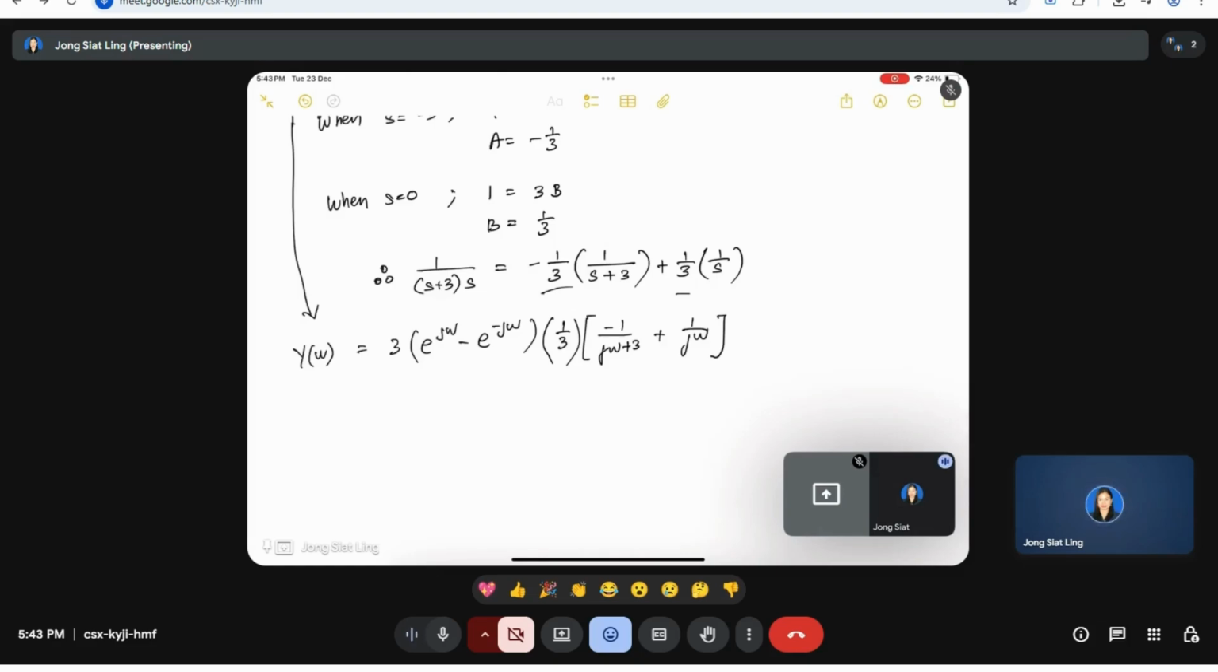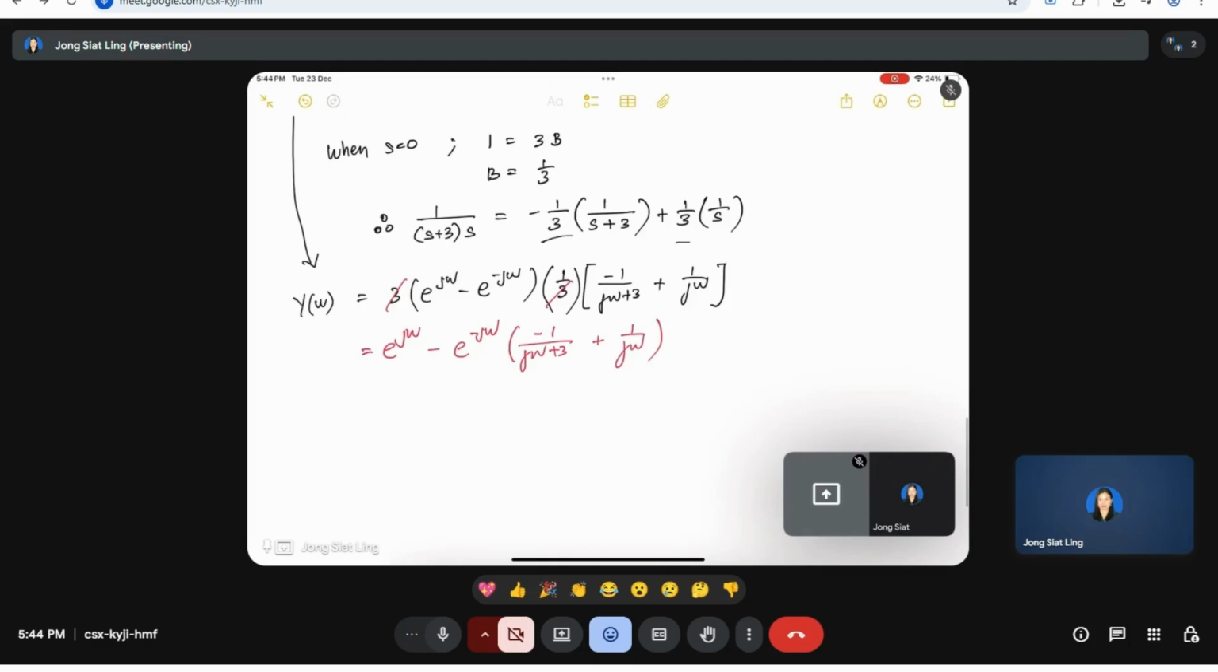Okay, what else? So this one, can I simplify? So this one I can simplify. Okay, I can cancel out. So what do I left? Exponent j omega minus exponent minus j omega. And then here I left negative 1 over j omega plus 3 plus 1 over j omega.